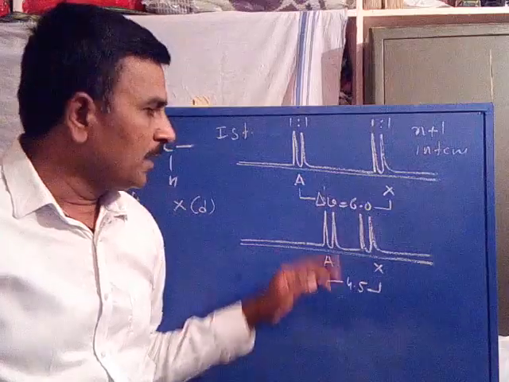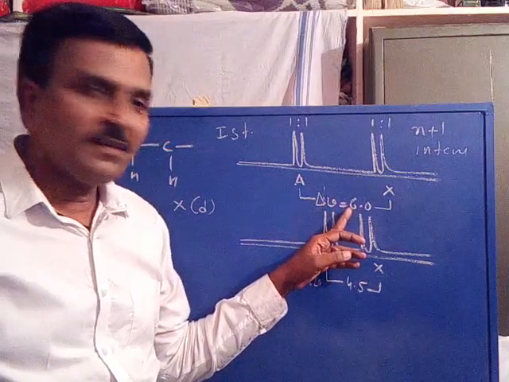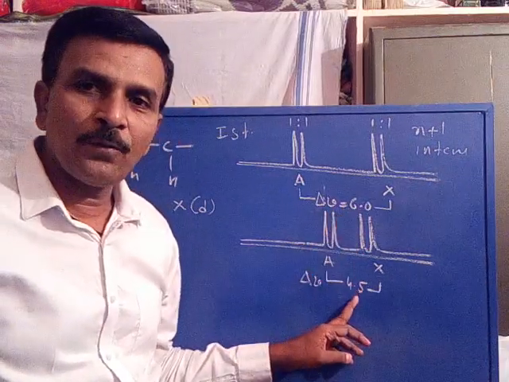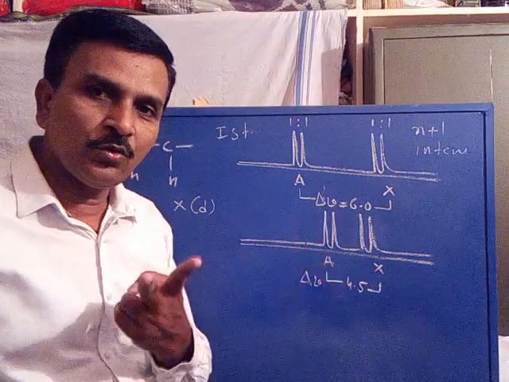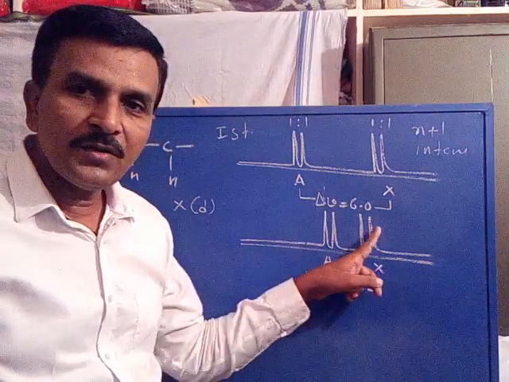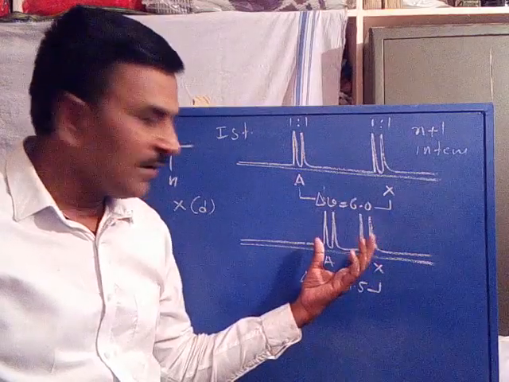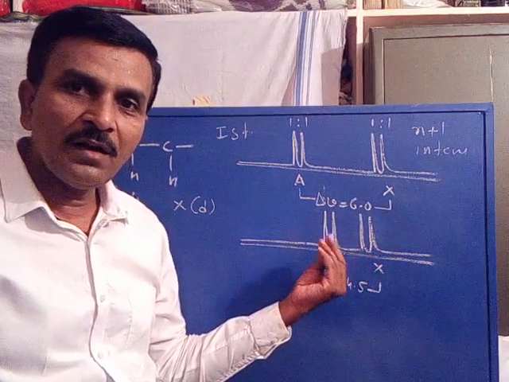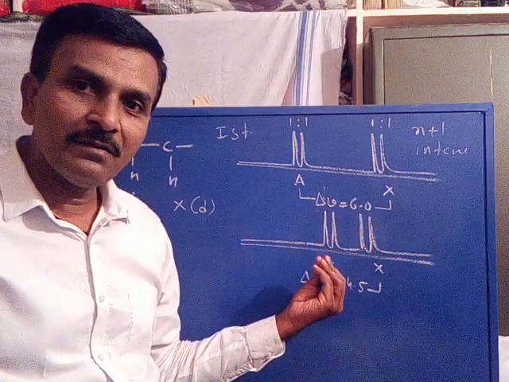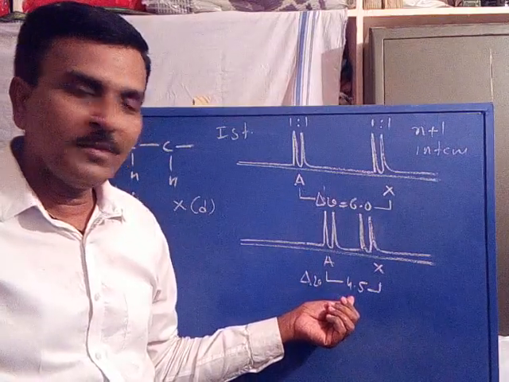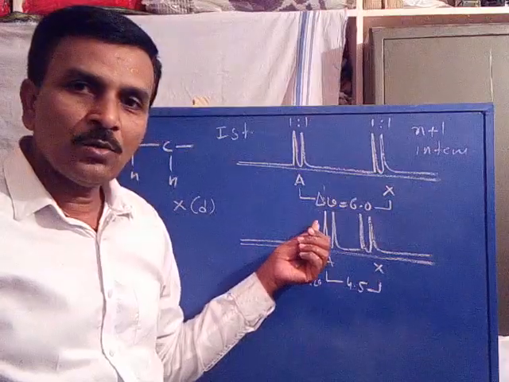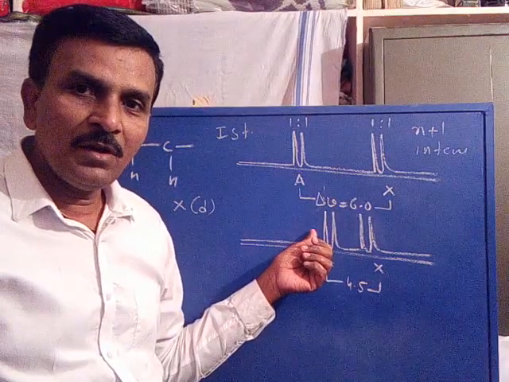Now you see, the frequency difference is reduced from 6.0 to 4.5, and we have seen clearly the two signals, one doublet, second doublet, but they are very close. They are near to each other. However near, the frequency difference is large. 4.5 will be the large. Now the two doublet signals are clearly visible.